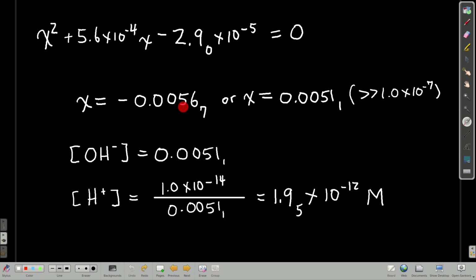Solve it. Get 2 roots for x. We can throw this guy out immediately. It's nonsense. A negative root just does not make sense in this situation.